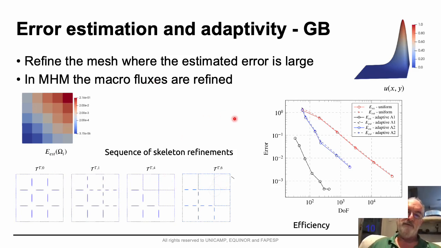When we compare the refinement of the skeleton mesh, we have this curve, this adaptive process we have developed. If we use uniform refinement, we get this curve. If we refine the microdomains in the region where the error is larger, we get to this curve. So we developed a very efficient error estimate adaptive procedure for MHM approximations.